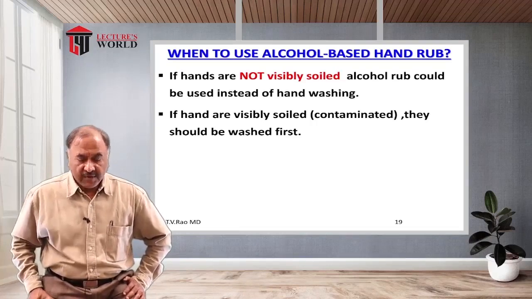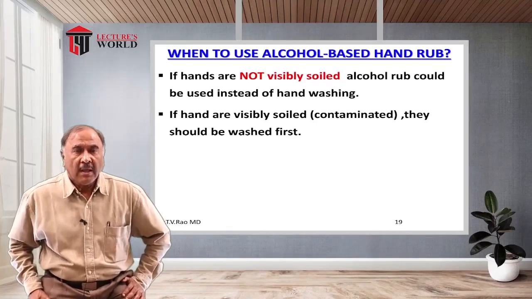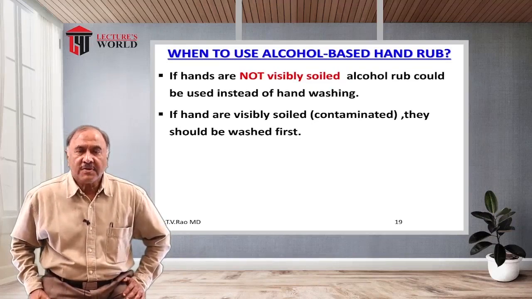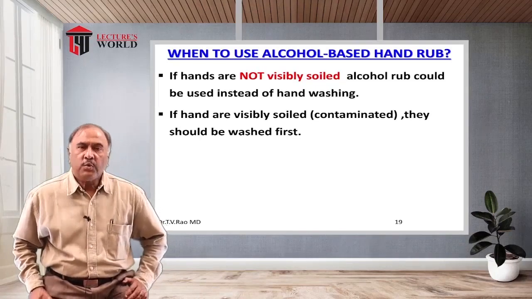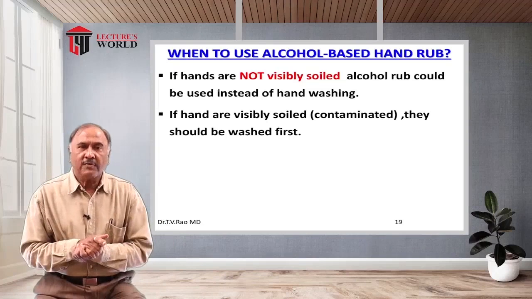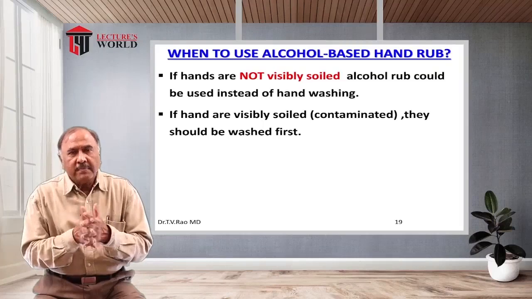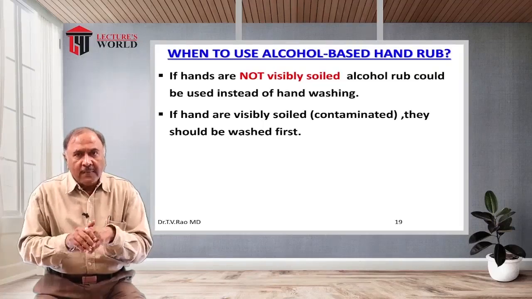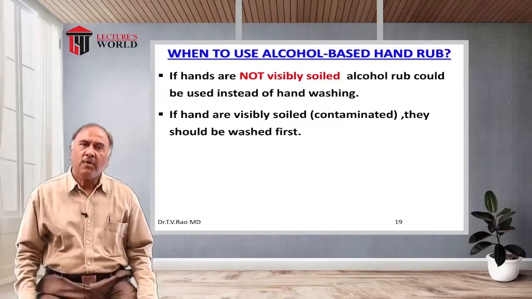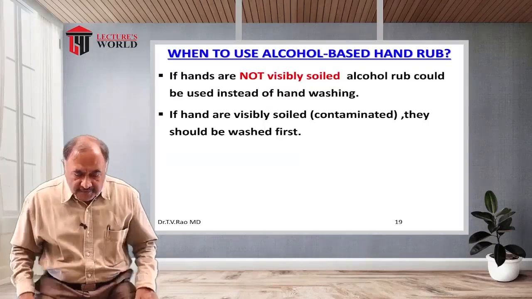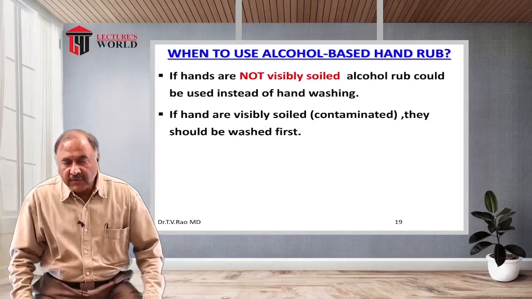Now next is when to use alcohol based hand rub. What are rubs? Rubs are something which are to be rubbed on the skin surface, on the palm, in the hands. So you take a few drops, a few ml of that solution and you have to rub them thoroughly on the palm, on the forearm, in the interspaces of your fingers as well as your thumbs.